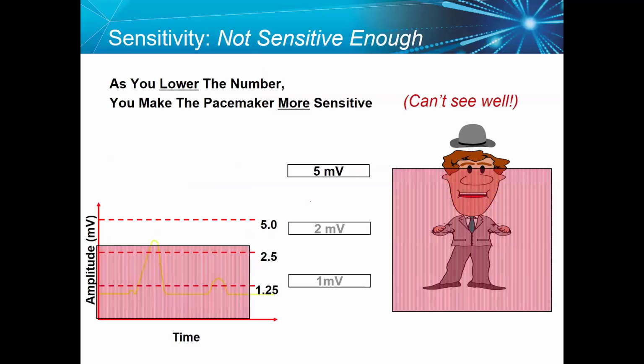Note that pathologic rhythms such as AFib will cause low amplitude P wave, as we already know. Okay, sensitivity. When you lower the number here, it becomes more sensitive. If we put it here at 1.25, I can see this. But if I put sensitivity 5, I will not see this yellow amplitude. So as you lower the sensitivity number, you make the pacemaker more sensitive.